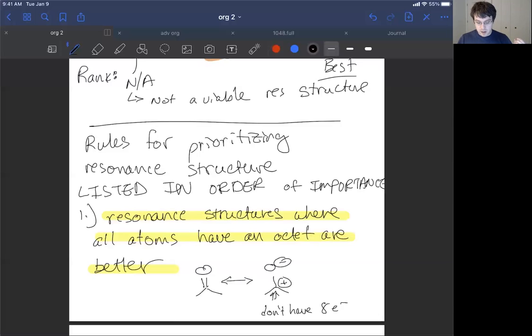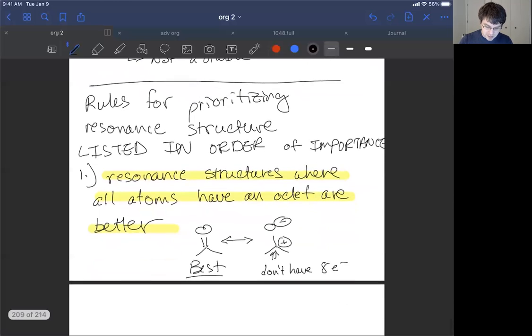Now, what that means, though, is that it's just not as good as the one where everything has an octet. That would be that structure on the left that I've drawn, the typical structure of acetone. So resonance structures where all atoms have an octet are the best. And what do I mean by best? I mean better contributors. Now that's the most important rule when you're drawing resonance structures and you have to rank them in order of which is the best resonance structure. We would say the best contributing resonance structure is the one where all the atoms have an octet.